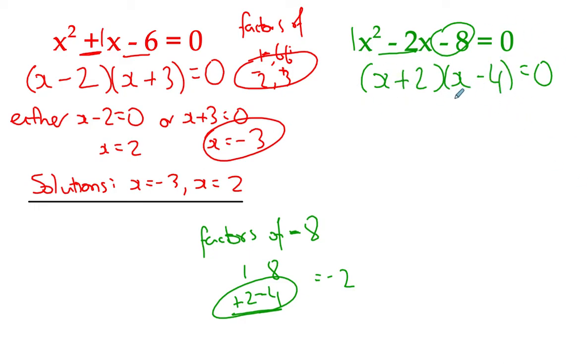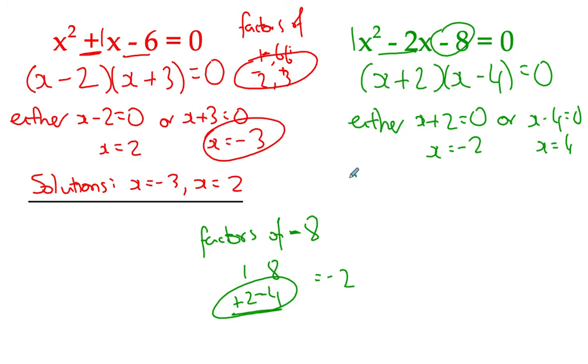And there's my factorised expression, which means that if those two multiplied equal 0, we can say either x plus 2 equals 0 or x minus 4 equals 0. So we've got x equals negative 2, x equals positive 4, so we can say that our solutions are x equals negative 2 and x equals positive 4.